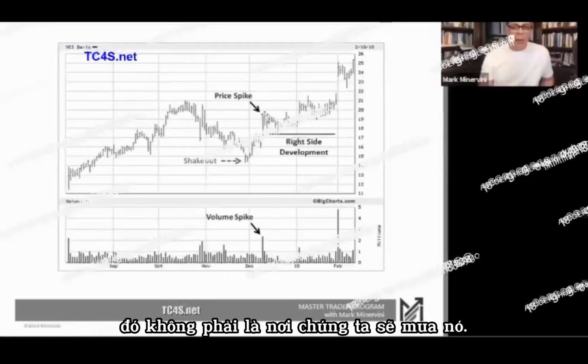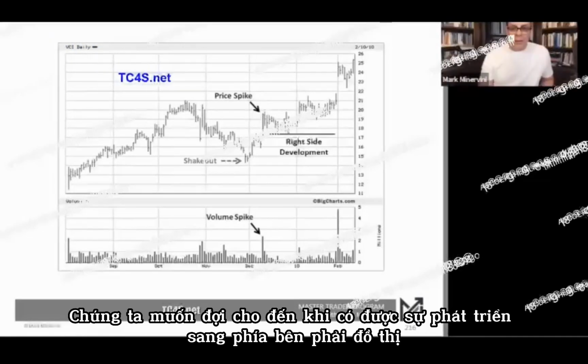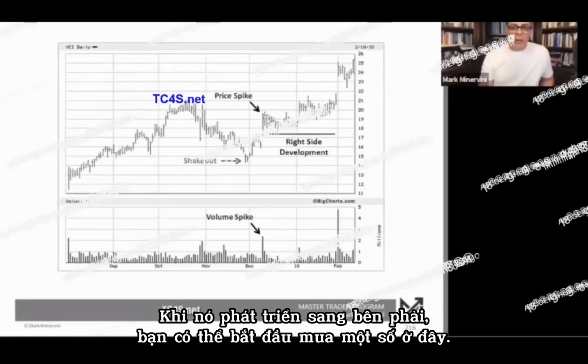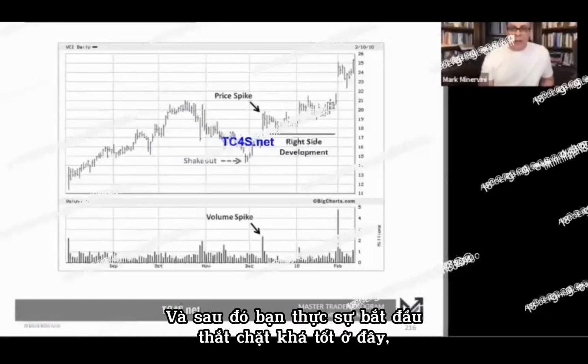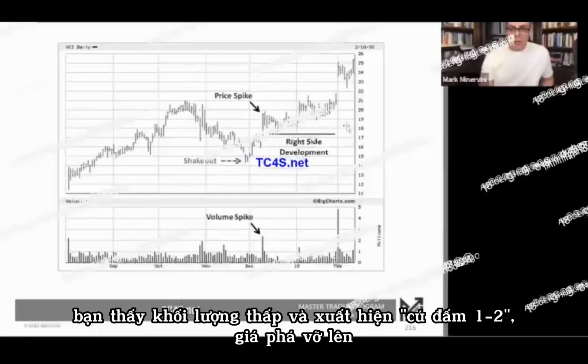But see, that's not where we're going to buy it. We want to wait till we get that right side development. Once it develops that right side, you can start buying some here. And then you really start to tighten up quite nicely right here. You see low volume, and there's the 1-2 punch. It comes out, and then you get the gap.